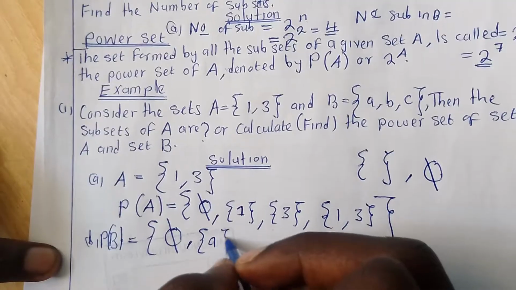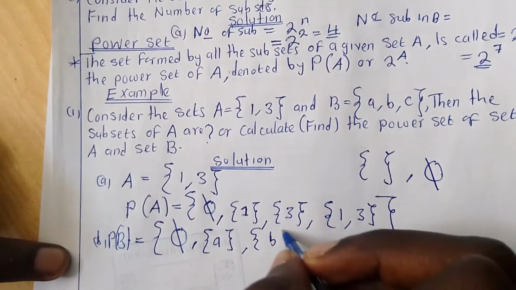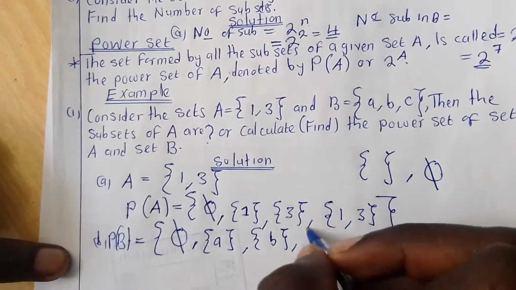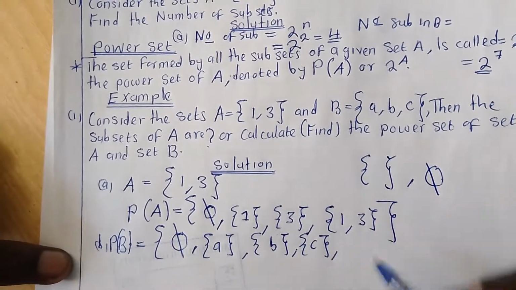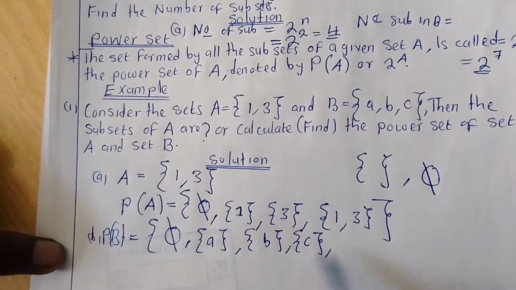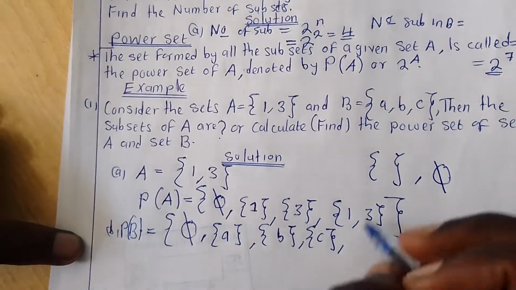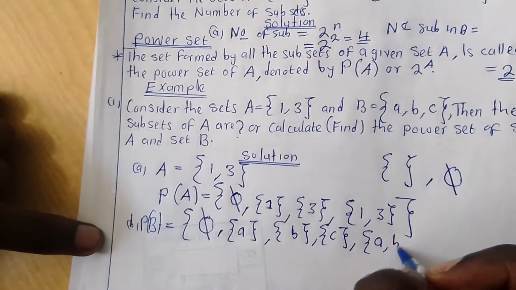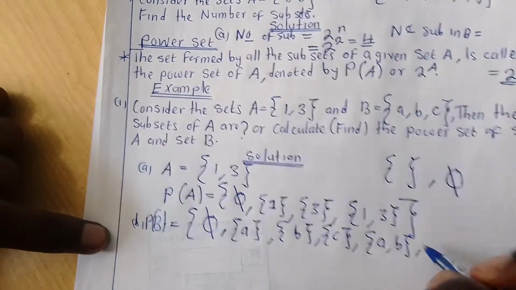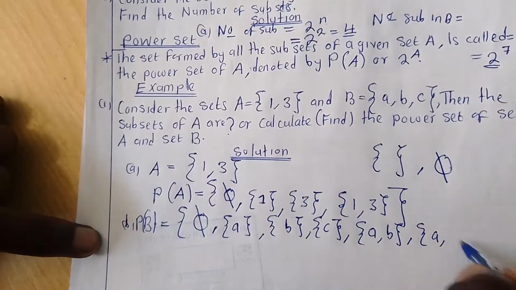A, B, C. Now, after you outline these individually, you consider A to combine with the others: A, comma, B, comma, A, comma, C.